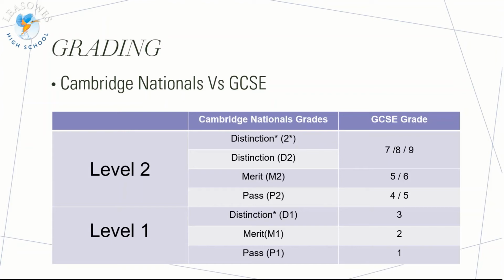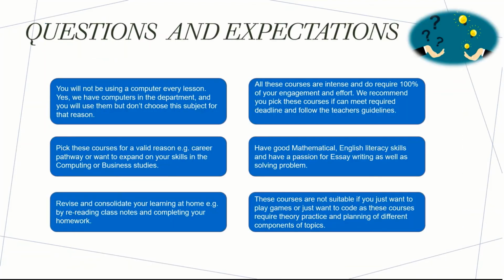With the GCSE grading system, it is graded from 1 to 9, and when you take your exams in year 11, this is the grading system that you will be graded on. However, same as the Cambridge Nationals, every half term or every term you'll be graded, and you'll be given a predicted grade on the work or the assessment that you do.